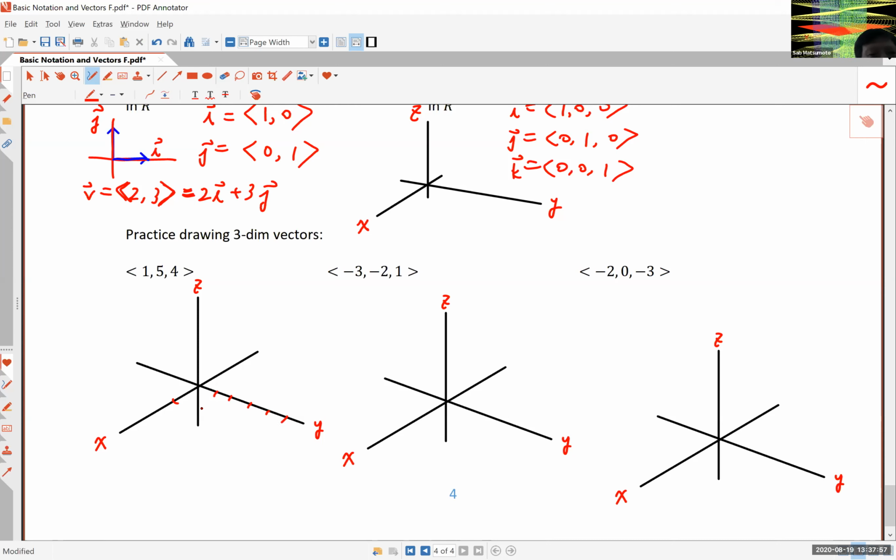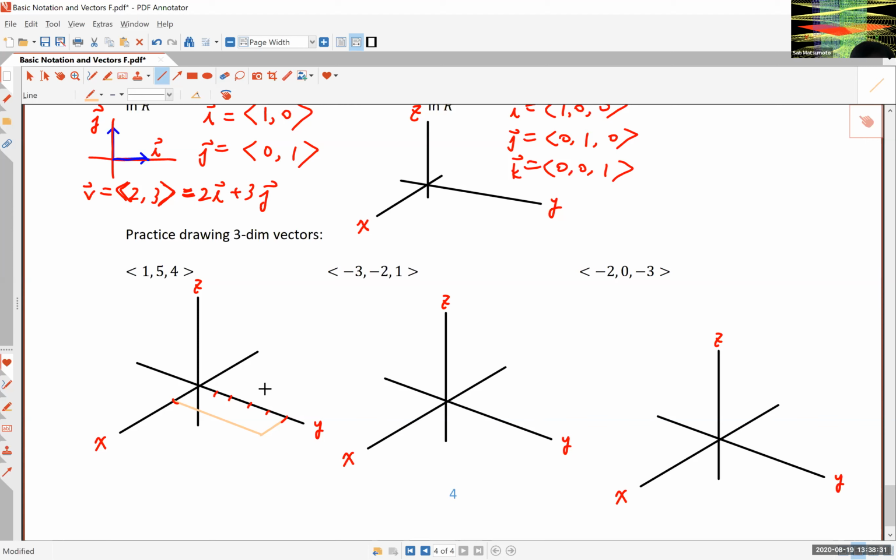Maybe it helps you to draw with a lighter color. What I normally do is something like this. That's not a very nice line here. Let's try to do a better job, and let's use a lighter color. I hope you can see this. So this line should be parallel to the y-axis, and this line should be parallel to the x-axis, right? So that point of the intersection is the point 1, 5, 0.